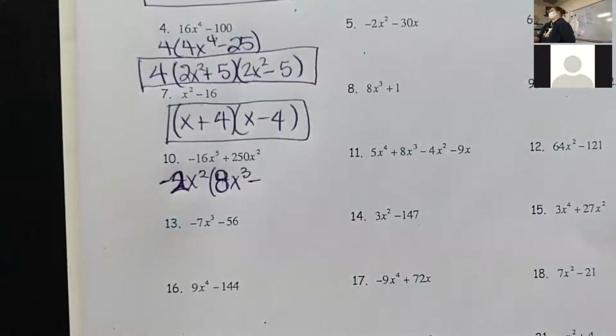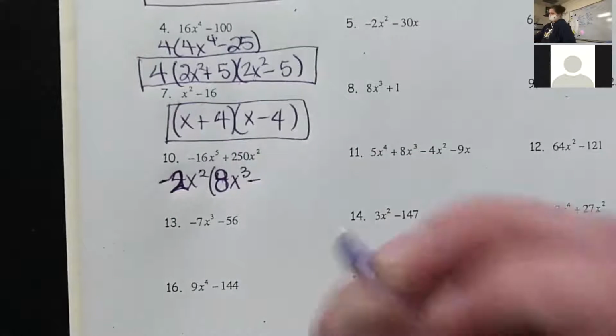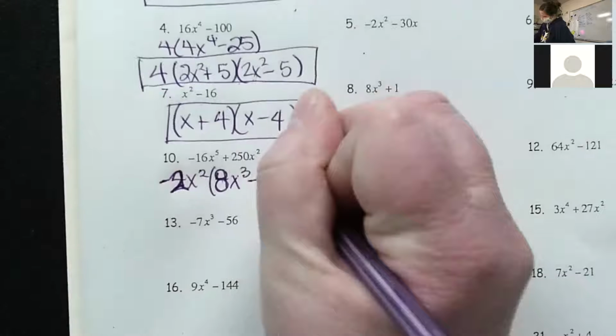You guys were the ones that told me I could take out 4. Well, should have it ready to go at all times. I left it. All right, 8x to the third minus what? 125. 125. Love it.